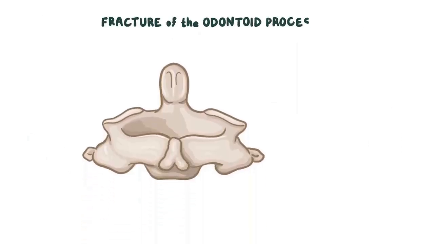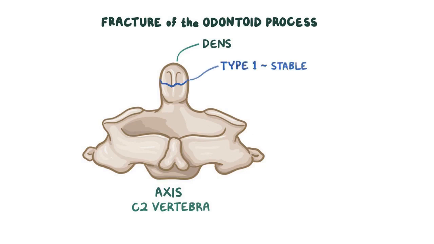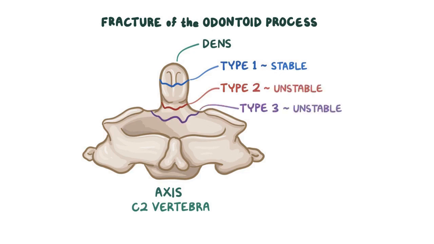Another hyperflexion injury is fracture of the odontoid process, also called the dens, which is a small bony protuberance projecting from the axis, or the C2 vertebra. Odontoid fractures are classified into 3 types, depending on the location. Type 1 is actually a stable fracture, and extends to the tip of the odontoid process. Type 2 extends to the base of the odontoid process, whereas Type 3 extends to the vertebral body, and both are unstable.